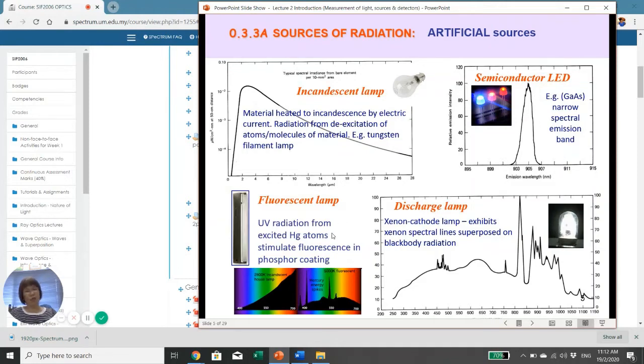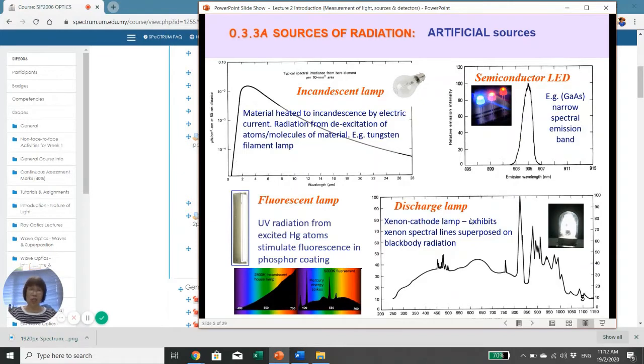And here we have the fluorescent lamp, which you are very familiar with. If you look at the emission spectrum of the fluorescent lamp, it has a continuous spectrum here, which is mostly in the visible range. And besides that, it has some very narrow peaks. Now, these are emission lines due to de-excitation of electrons between two energy levels in the mercury atom.